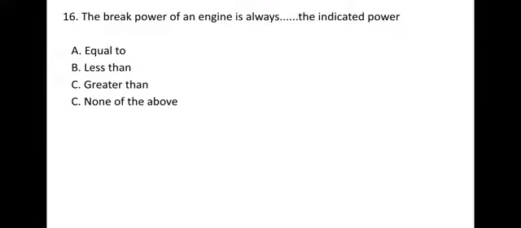Then, the brake power of an engine is always blank the indicated power. The answer is less than. Indicated power is nothing but the ideal power, the power which the engine has to develop, but the engine develops less power as compared to the ideal or indicated power because of some mechanical losses. So the brake power of an engine is always less than the indicated power.